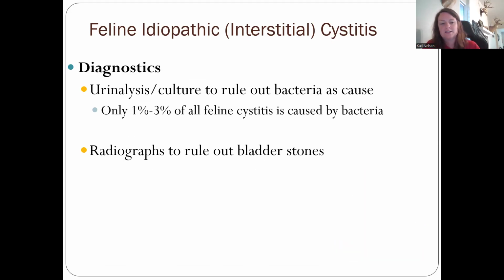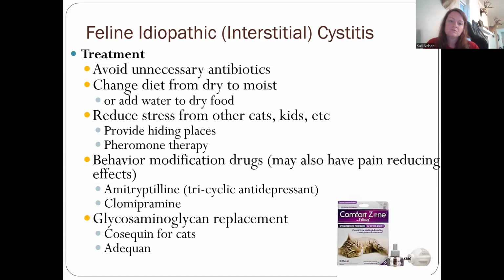So diagnostics: urinalysis, culture to rule out bacteria. Like I said, only 1 to 3% of the time it's caused by bacteria. It's more likely it's not going to be. It's rare when you do see it caused by bacteria. You're like, oh wow, that's actually happening. Radiographs to rule out bladder stones, since they could fall into this category. You want to make sure that the bladder stones aren't causing the bladder to get very inflamed. Avoid unnecessary antibiotics, because most of the time it's not going to be a bacterial infection.